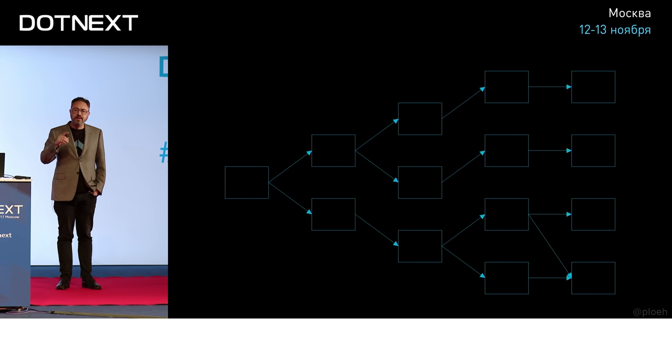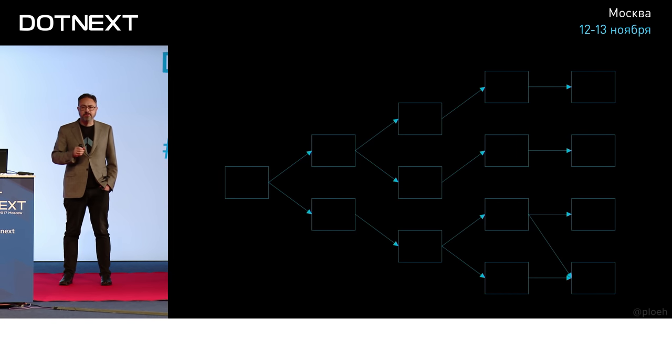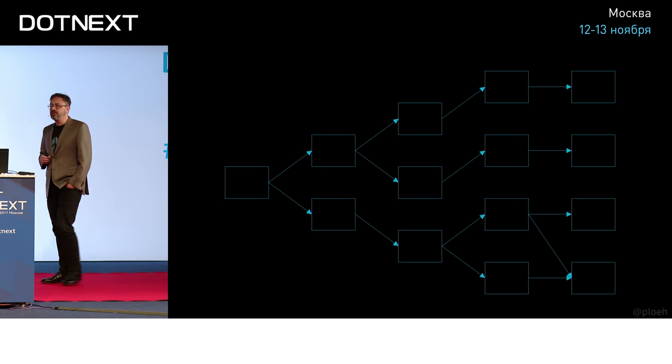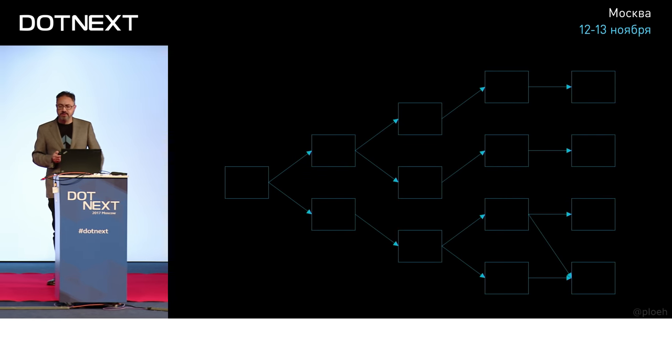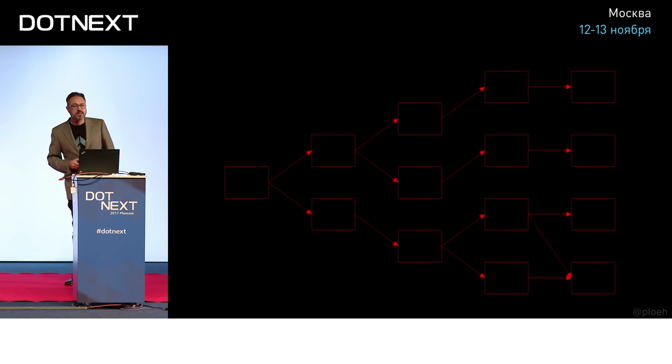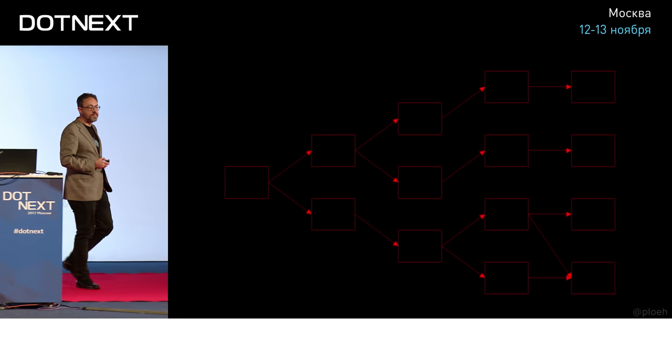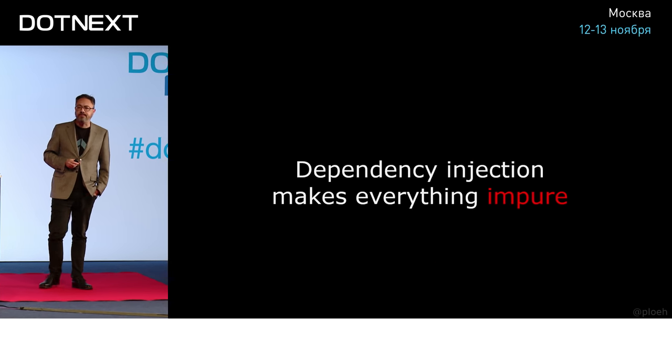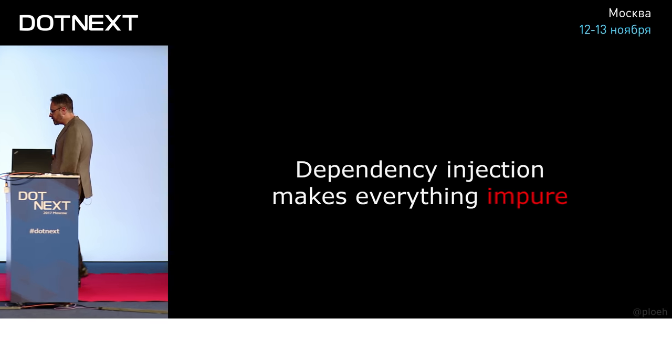Now, if you have something that has an impure dependency or depends on something impure, and it wants to be able to call it, the only way that it can do that is by itself being impure. So it's totally infectious. If the leaf nodes are impure, the entire graph becomes impure. So dependency injection makes everything impure. And this is actually quite interesting.